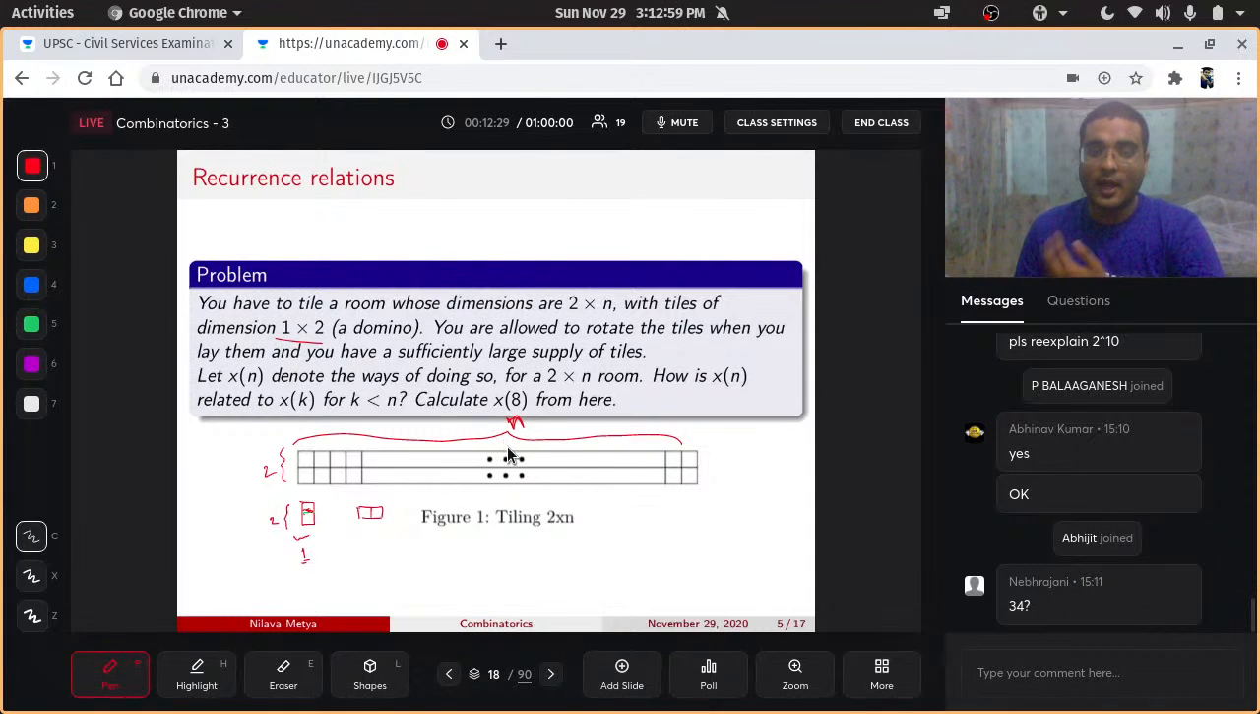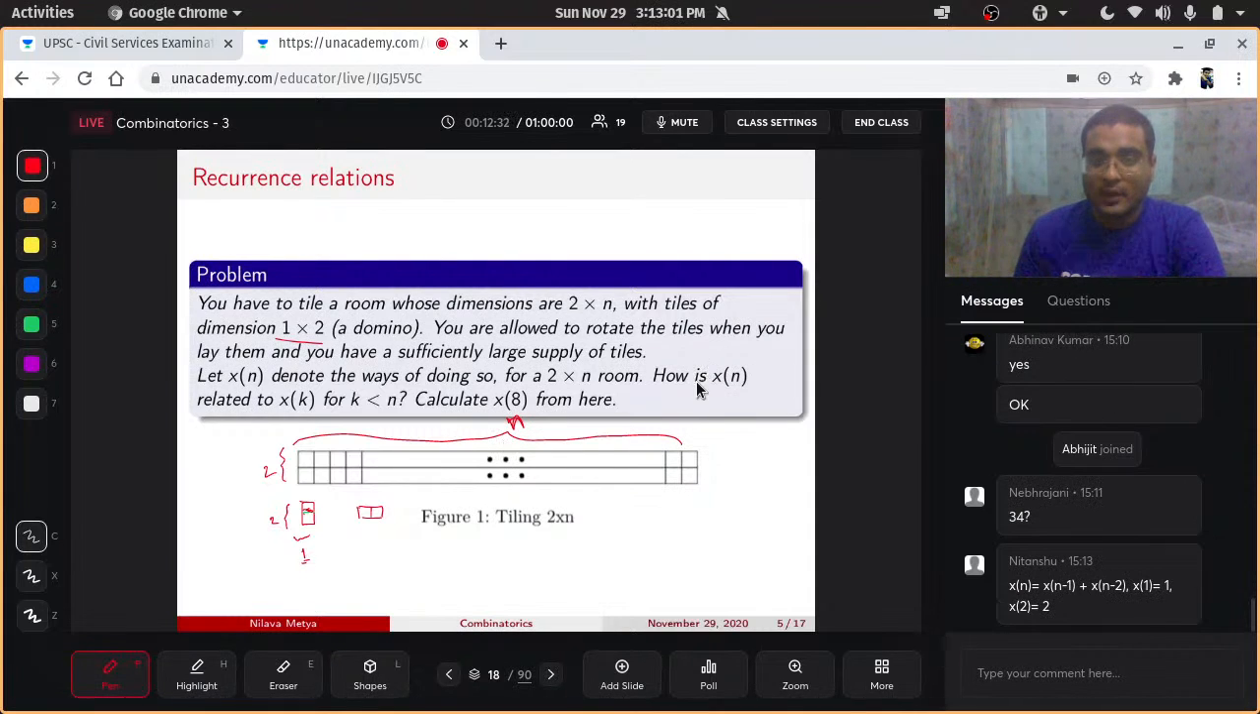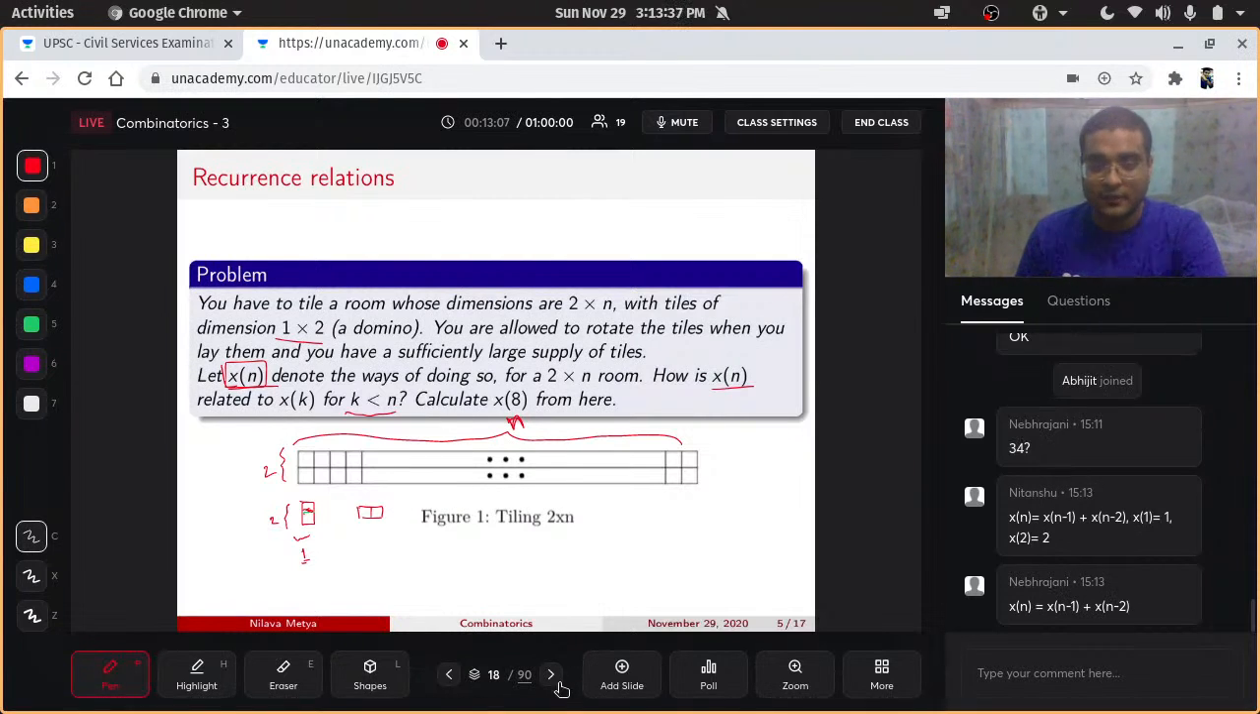I'm giving you a hint on how to proceed. You call this number xn. Let xn be the number of ways of tiling the room. I'm not asking you to find the answer. I'm asking how xn is related to smaller xk's, I mean xk where k is smaller than n. So how is the answer for this room related to the answer for the smaller rooms? And if you find that, tell me how I calculate x8 from there.